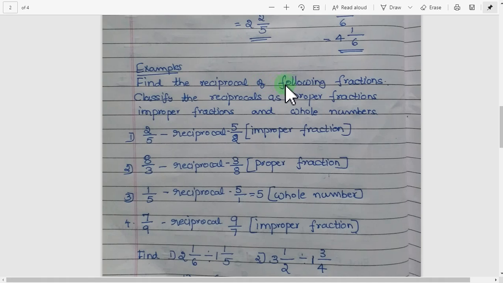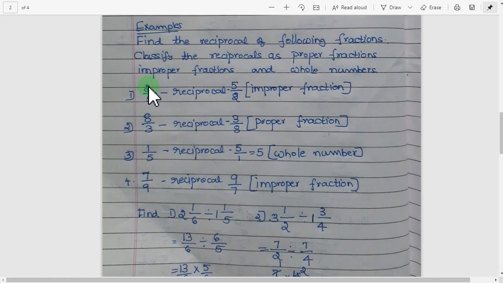Find the reciprocal of the following fractions. Classify the reciprocals as proper fraction, improper fraction and whole number. See, this is the question given. 2 by 5. What's the reciprocal of 2 by 5? 5 by 2, exchanging the numerator and the denominator. Is 5 by 2 a proper fraction or an improper fraction? It is an improper fraction. Numerator is bigger than the denominator. That is an improper fraction.